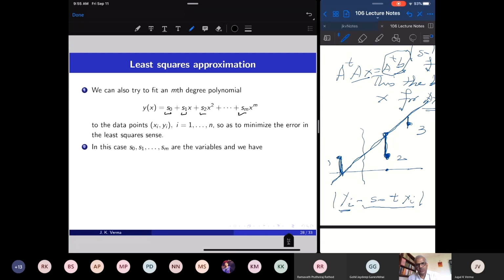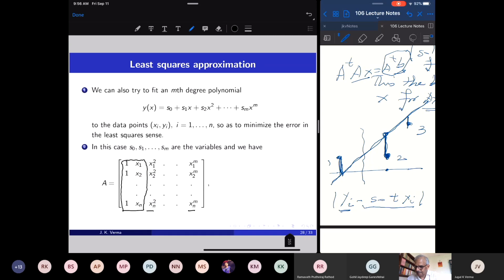For a straight line, we had two unknown parameters, and by solving the normal equations, we found the parameters. Now if you want to fit an mth degree polynomial, then we have m plus 1 unknown quantities, s0, s1, s2, ..., sm, and we want to find them using normal equations. For the straight line fit, this was the matrix, because we were trying to find a linear equation. But now we want to find an mth degree polynomial which fits the data, and so we add the squares and we add x to the power m.